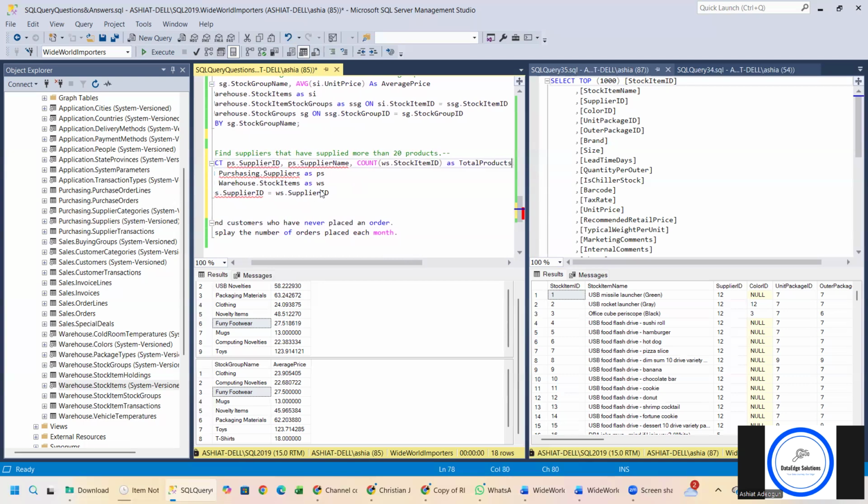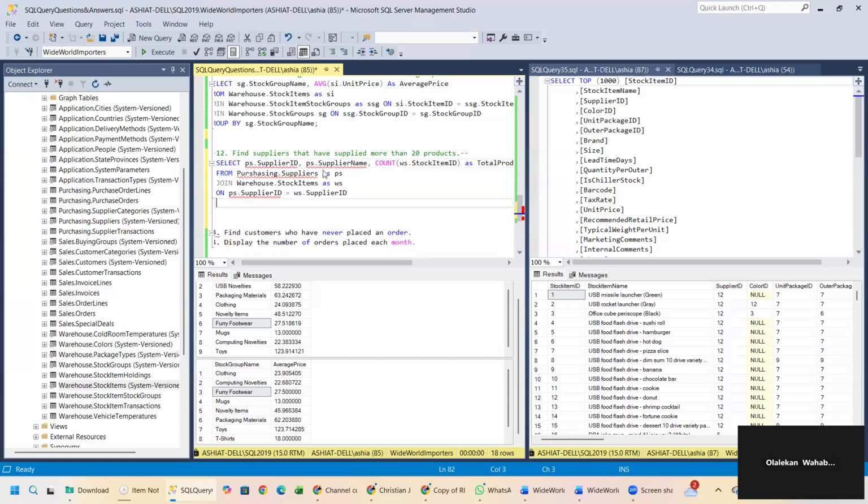Now, thinking back for the group, are we not supposed to use an operator there? Because they sell more than 20 products, the count will count each stock item as total products. So when we do group by, we'll use having count, and see if it is greater than 20.